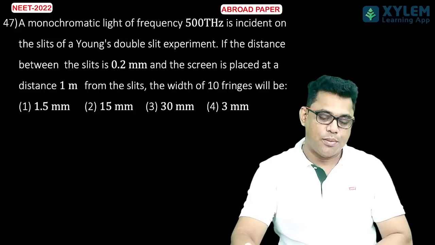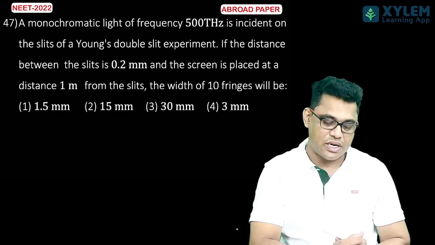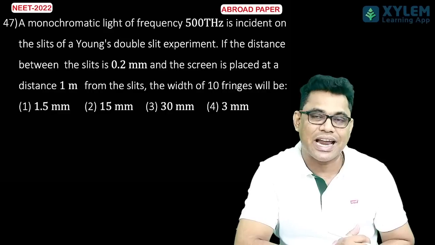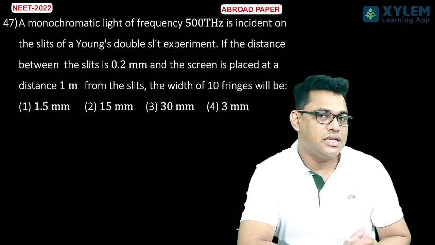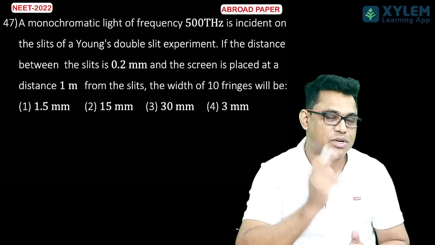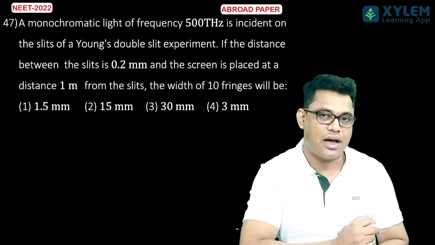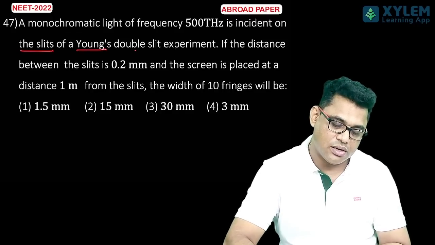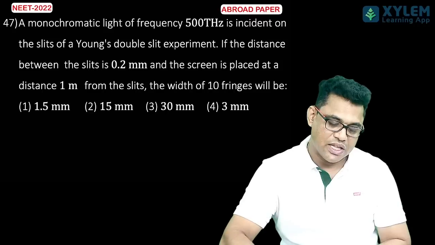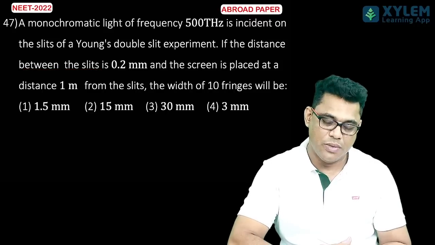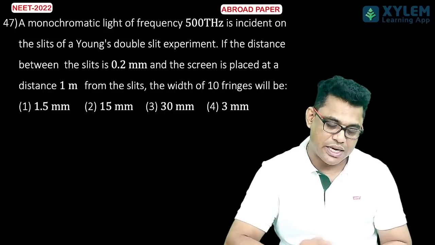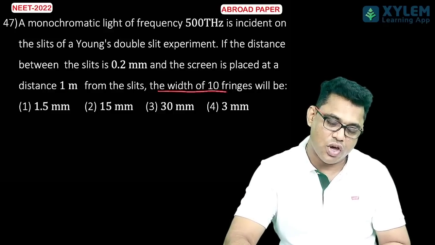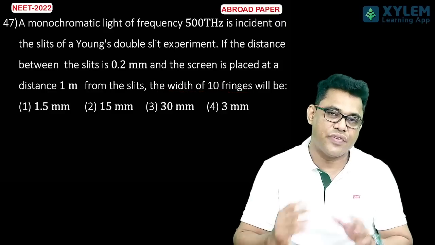Now, let us think about the next question, 47th question. A monochromatic light of frequency 500 terahertz. 1 terahertz is 10 to the power 12 hertz. That must be in your mind. 1 tera is 10 to the power 12. It is incident on the slits of a Young's double slit experiment. If the distance between the slits is 0.2 millimeter and the screen is placed at a distance 1 meter from the slits, the width of 10 fringes together will be.